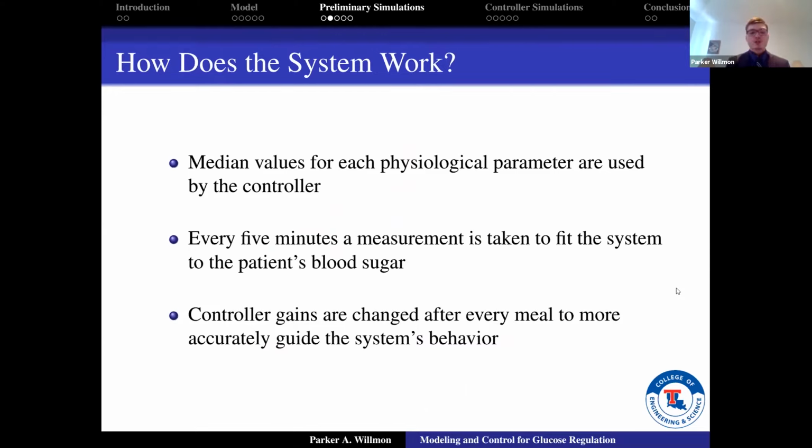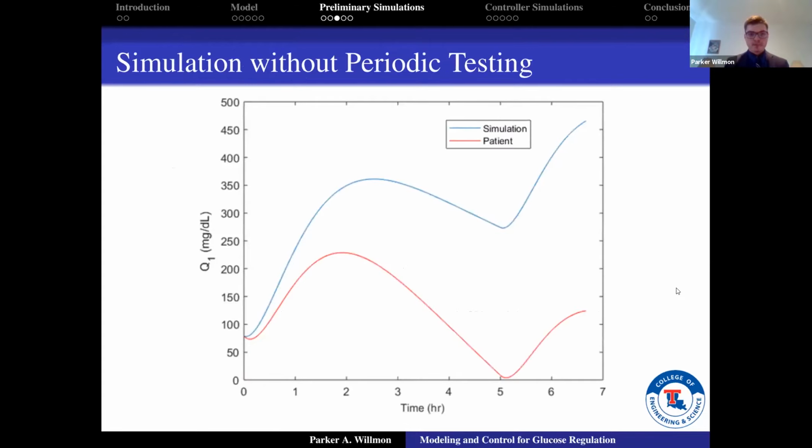And then finally, the controller gains are changed after every meal to more accurately guide the system's behavior, or the amount that we weight the proportional, integral, and derivative values of the controller are changed in order to mimic the patient's system more accurately.